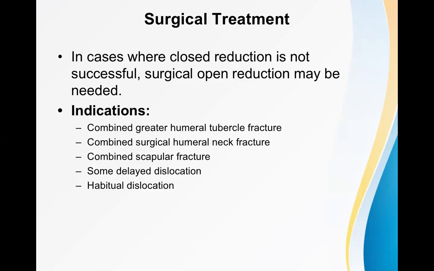If all of these processes fail, and in some of the indications which we are going to talk about, surgical treatment is necessary. Surgical treatment means open reduction. These are the important indications: combined greater tubercle fracture of the humerus along with dislocation. This is a complicated type of fracture dislocation. Combined surgical neck of humerus fracture, combined scapular fracture, combined means along with dislocation, all these things are happening. Also delayed dislocation, and habitual dislocation more than one time. All these are treated by open reduction, a type of surgical treatment.